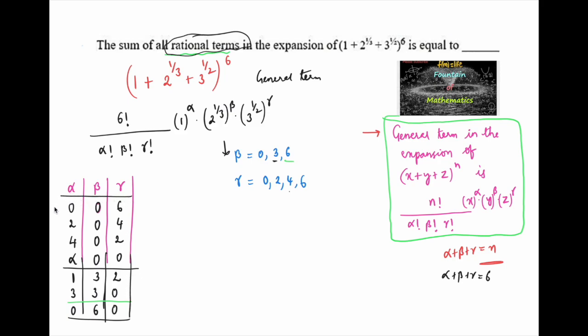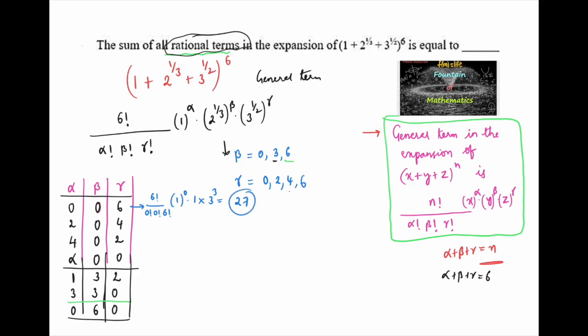So let us consider the terms in each case. The first term is 6! / (0! 0! 6!) into 1 to the power 0, and (2^(1/3))^0 is 1, and (3^(1/2))^6 is nothing but 3^3, that is 27. 6!/6! is 1, so 27 is the first term.